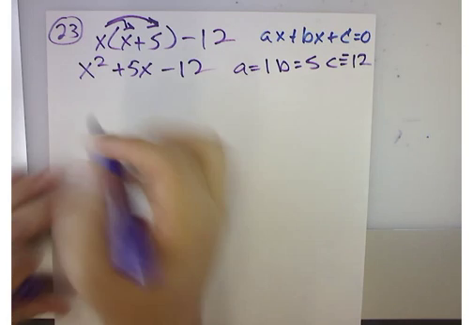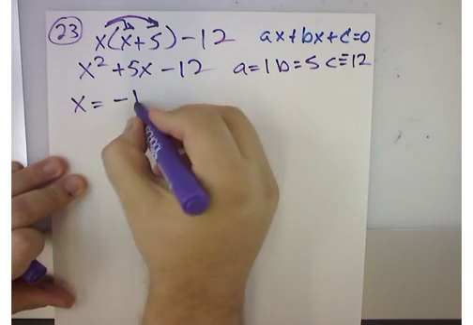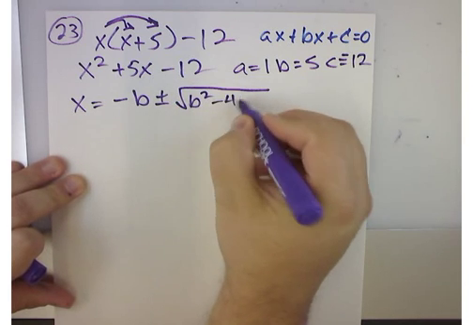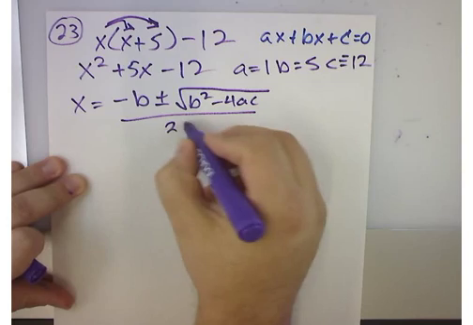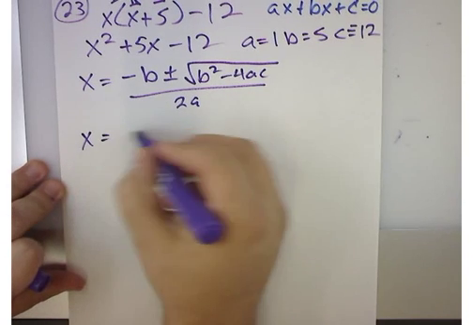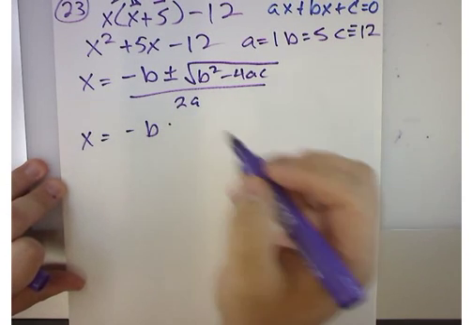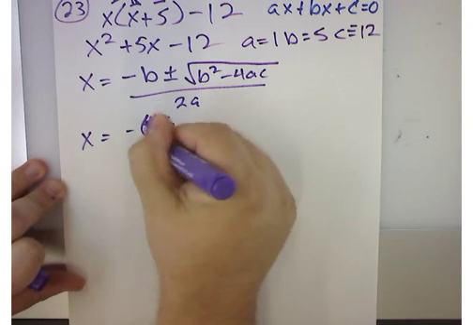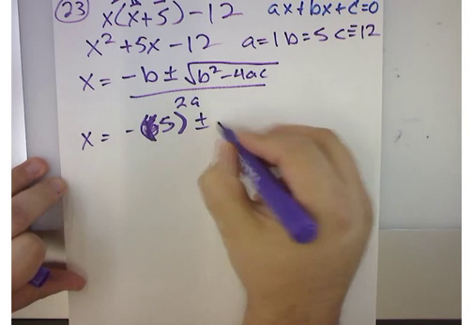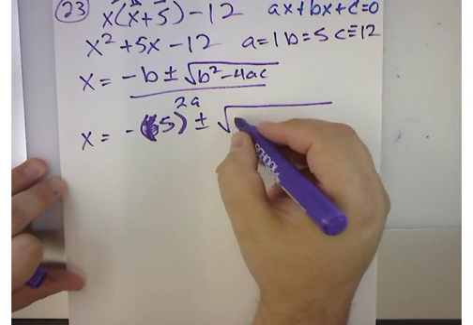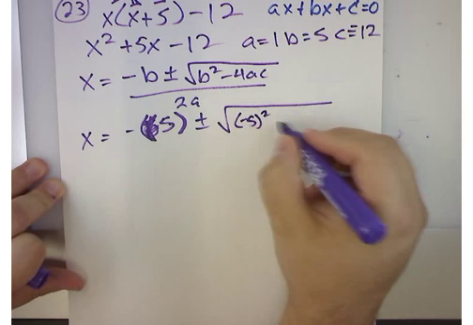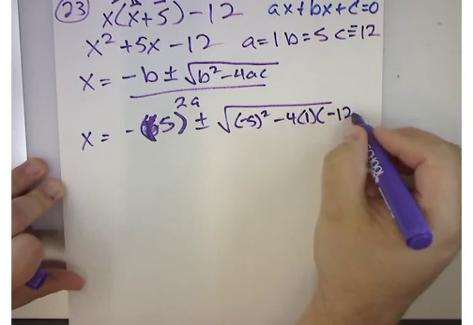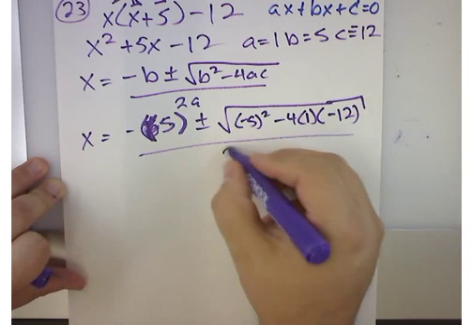Okay, so to use the quadratic equation, I have negative b plus or minus the square root of b squared minus 4ac, all over 2a. So then x is equal to negative b, oh, but what's b? Negative 5, plus or minus the square root of negative 5 squared minus 4 times a, which is 1, times c, which is negative 12, all over 2 times a, which is 1.